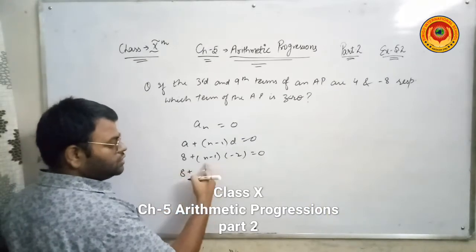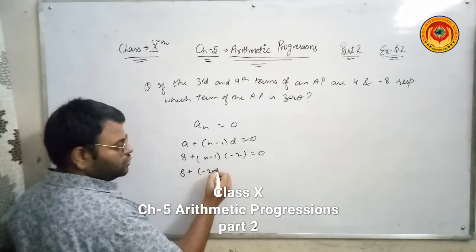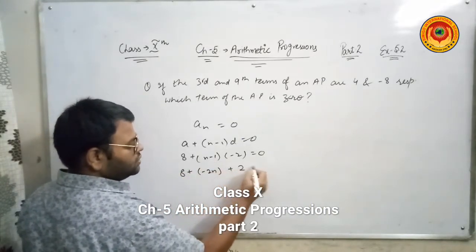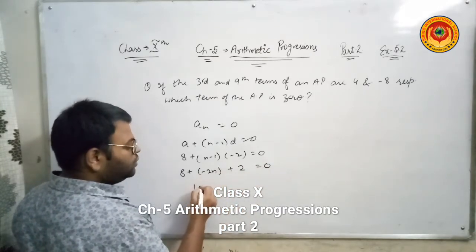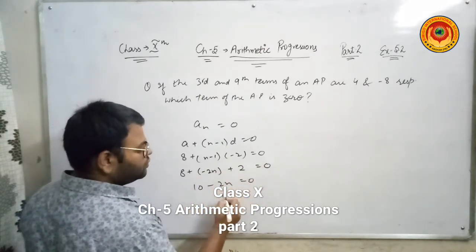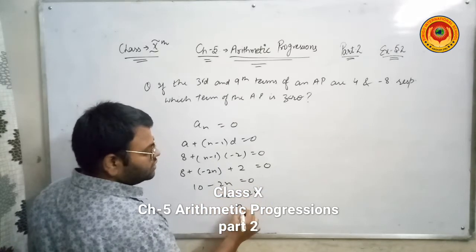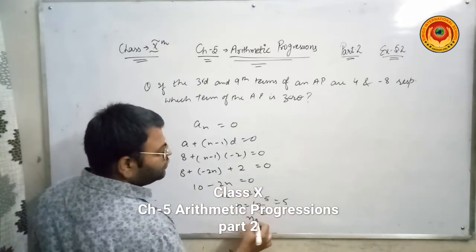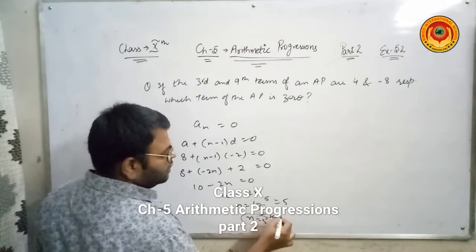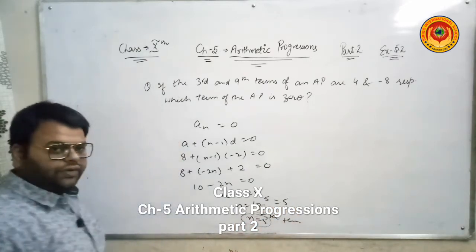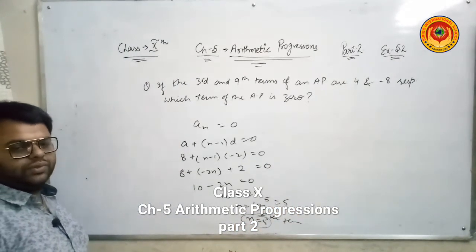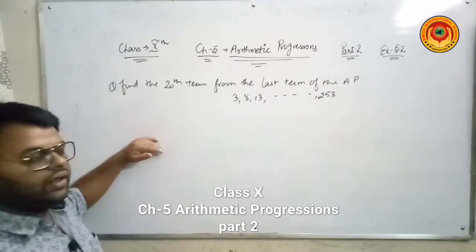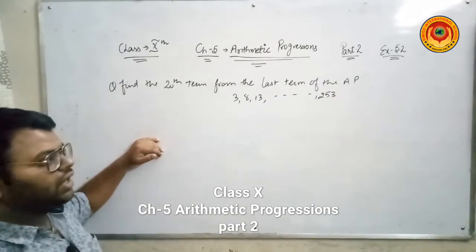8 plus minus 2 into n, minus 2n, plus 8 over 2, 10 minus 2n is equal to 0. 10 is equal to 2n, n is equal to 10 upon 2, that is 5. So the fifth term of the AP is 0. Getting my point? Okay. Question is: find the 20th term from the last term of the AP.